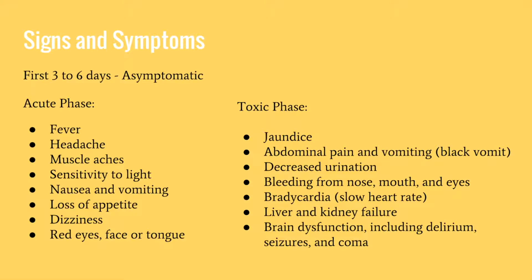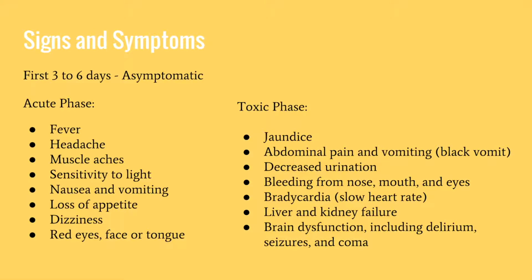Approximately 15% of cases progress to the toxic phase. In the toxic phase, signs and symptoms can include abdominal pain, vomiting, bleeding from the nose, mouth, and eyes, bradycardia, and liver and kidney failure. Vomiting has also been known as black vomit due to the presence of blood, giving it a black color. Bradycardia is the slowing of the heart rate, and when the liver fails, it's no longer able to secrete bile. This causes a buildup of yellow pigments that would normally be broken down in the bile, which get absorbed into the skin and the eyes, causing the symptom known as jaundice.